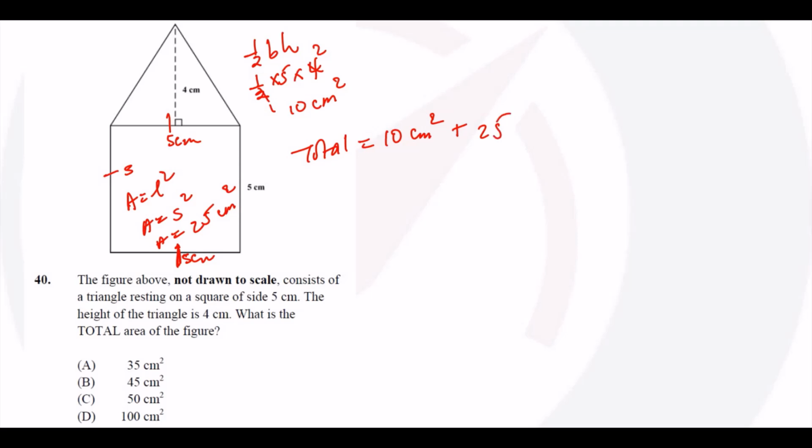25. Sorry about that. Even the little stroke here confuses me. Plus 25. So that gives us 35 centimeters square. So our answer is A.